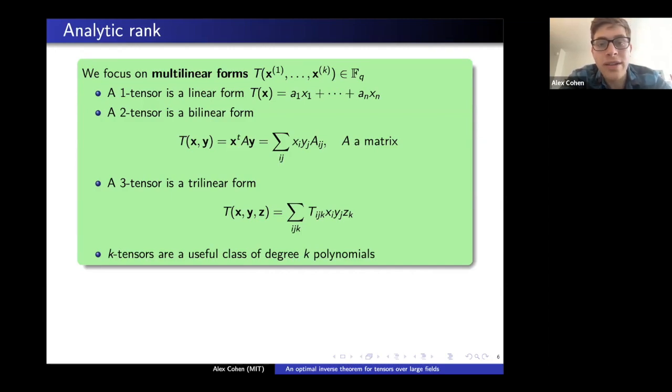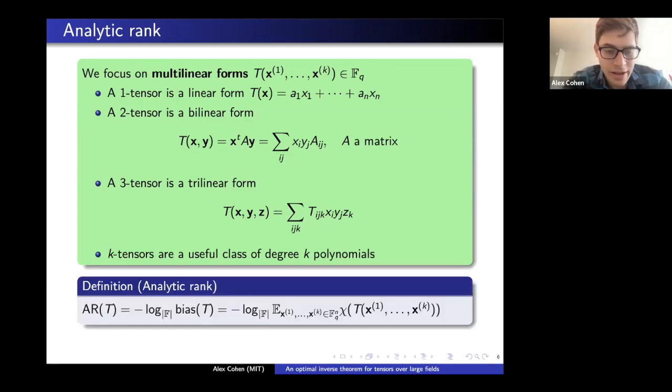In particular, a 1-tensor is just a linear function. So it's specified by some list of coefficients for each of the coordinates of that single input vector x. A 2-tensor is a bilinear form. So it's a degree 2 polynomial, and it's specified by some matrix, which specifies the coefficients of xi times yj. And a 3-tensor is a trilinear form, so it takes in 3 vectors and outputs a scalar, and it's specified by some kind of 3D grid of coefficients. And in general, a k-tensor will be specified by a k-dimensional matrix. And it's a useful class of degree k polynomials.